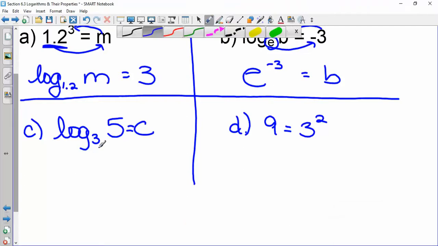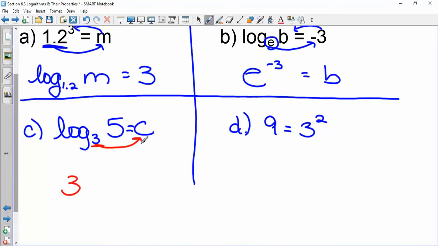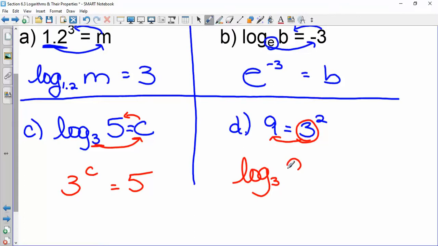So this one, you start with your base, which was 3. So it'd be 3 to the c power equals 5. D, I did see a few mistakes on this one when I was walking around. If we write it as a log, the base of the log is the base of the exponential. What's my base here? 3. So it's log base 3. Make sure that base is a subscript. It's a small number down to the side. Log base 3 of 9 equals 2. It's always equal to the exponent.